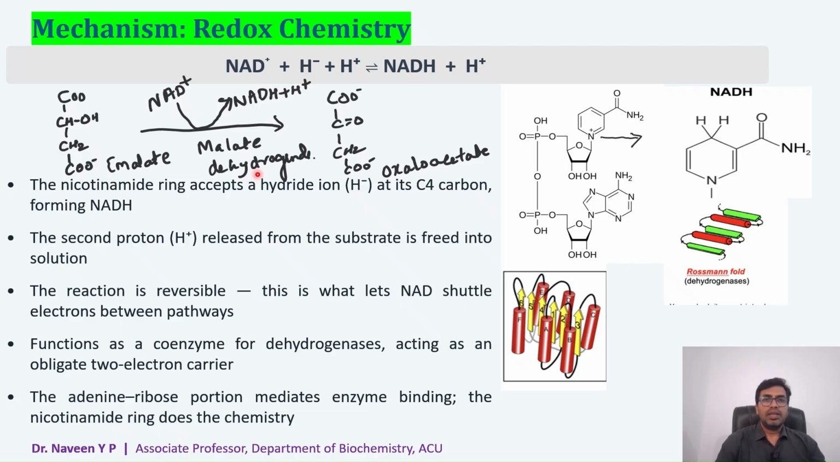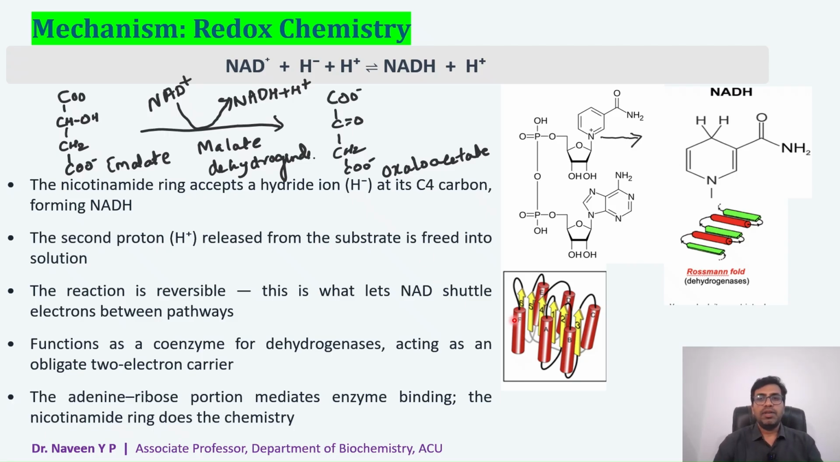Now all these oxidoreductases have a common three-dimensional structure or moiety in their structure called the Rossmann fold. This is the structure of the Rossmann fold. It is a signature sequence in most oxidoreductases, and this region is responsible for binding of these enzymes with the coenzyme NAD.